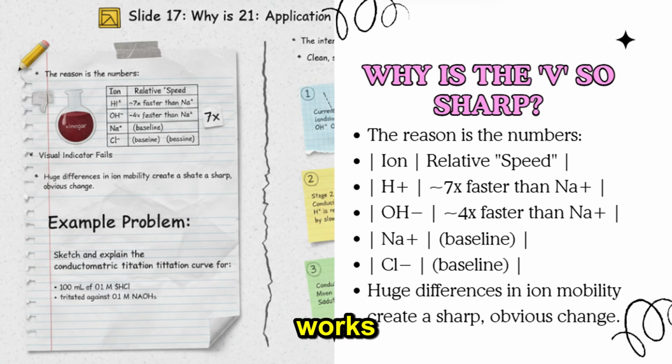The reason this works so well is clear when you look at the numbers. The ionic conductivity of H+ is almost 7 times that of Na+, and OH- is nearly 4 times faster than Na+. It's this huge difference in speed that gives us such a sharp and obvious V shape.